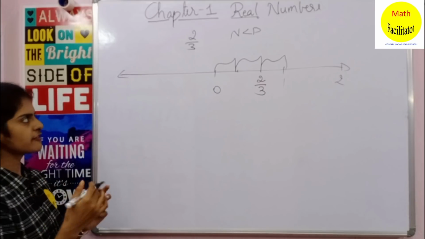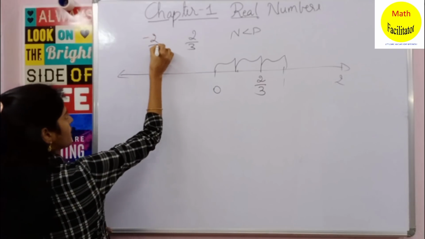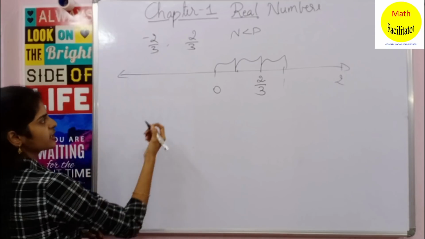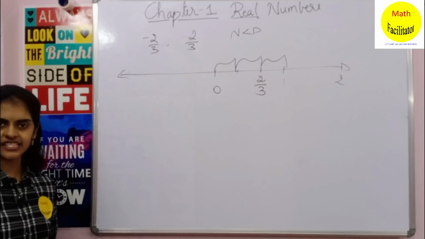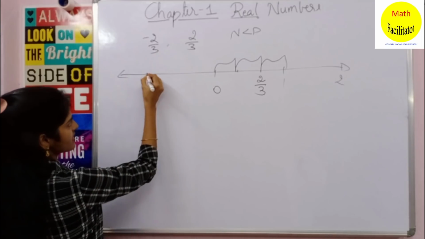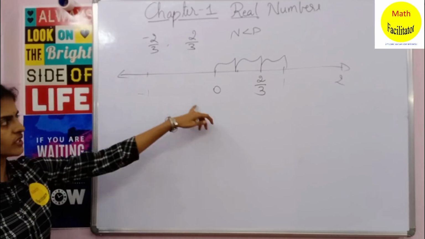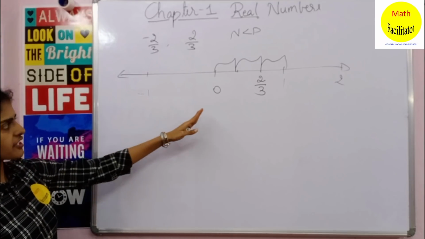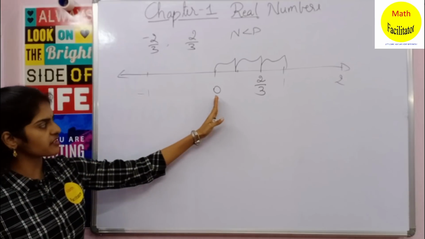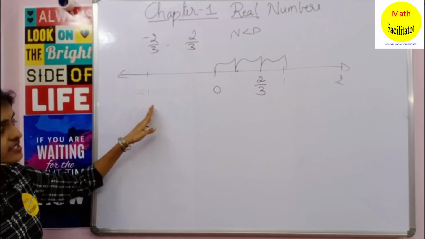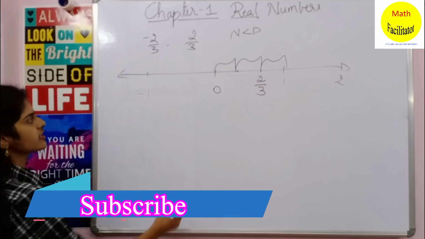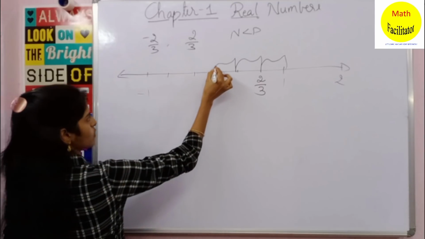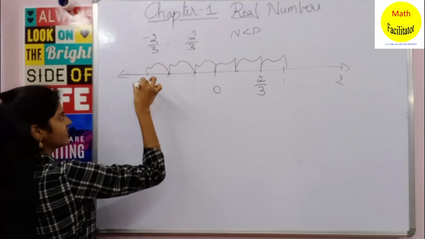Now the same thing, if you want to mark minus 2 by 3 on the number line, then how do you do that? You will consider the negative integers. Now this is 0, which means if you mark minus 1 at a unit distance, this would be minus 1. Now you have to divide the distance between 0 and minus 1 into how many divisions? 3 divisions. So it is 1, 2 and this is the third division. So 1, 2 and 3.